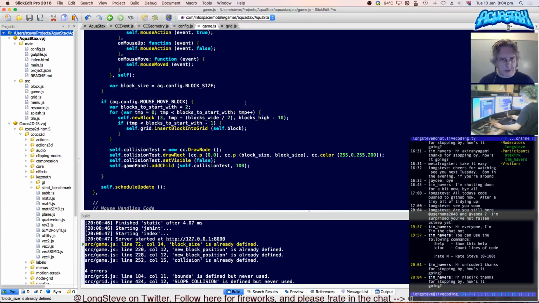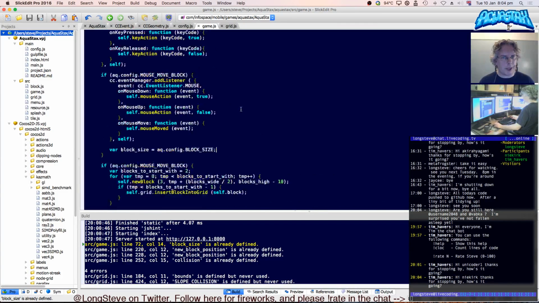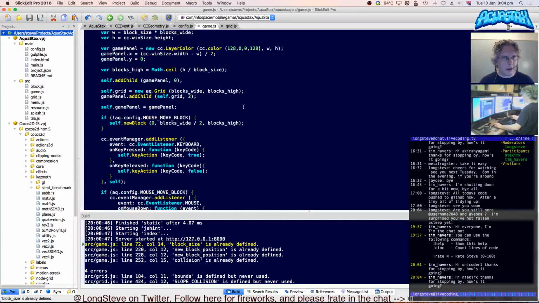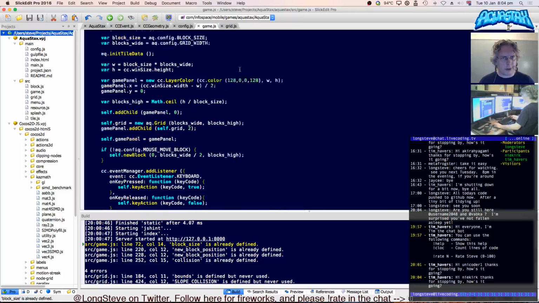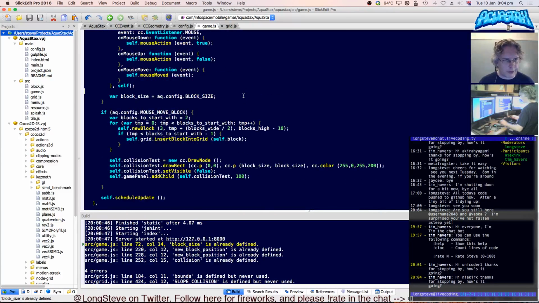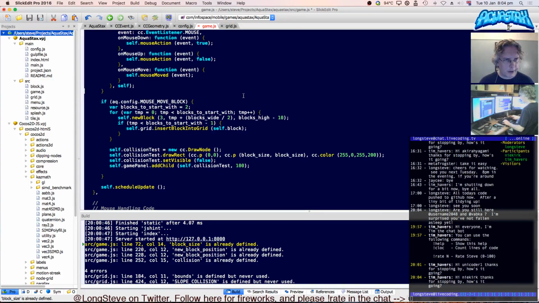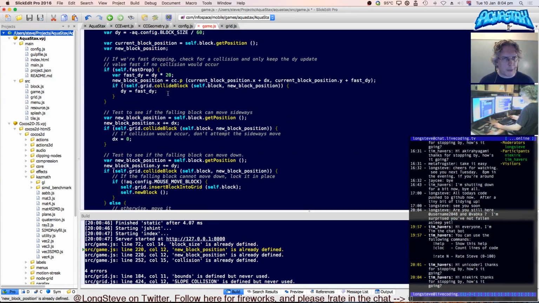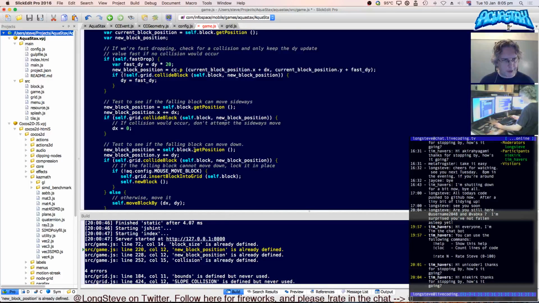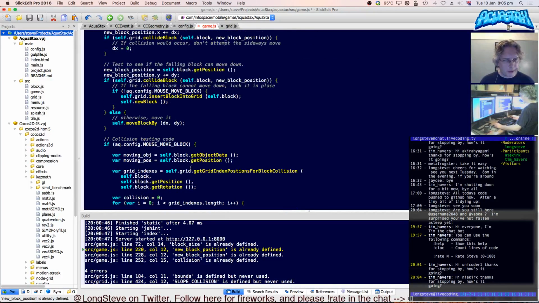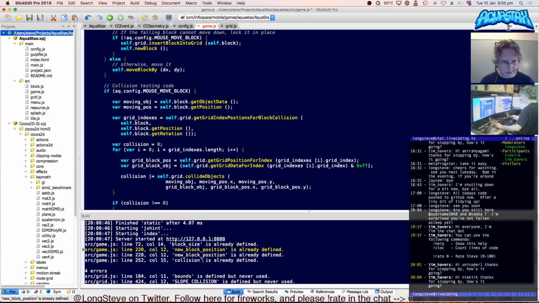So we've got block size is already defined in game.js here. I use block size all over the place, so it's quite often already defined. I can just get rid of that. We've got new block position is already defined. This is one I'm dropping into different bits of code for testing out all my collision testing, but I am going to try and keep JS hint happy because it does help me spot obvious errors. Sometimes collision is already defined. That's the next one.